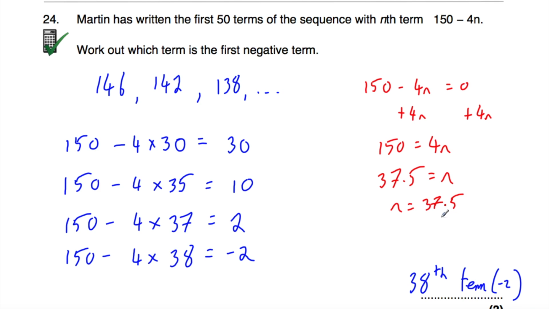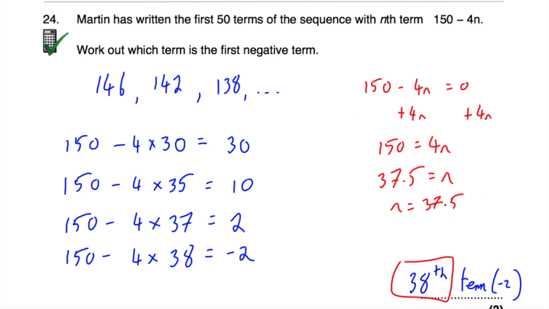So 0 is not in the sequence, it's in between the 37th term and the 38th term. That means the first negative term would be the next term in the sequence, because if 0 would be in between the 37th and 38th one, the 37th one must be positive and the 38th one must be negative. So that means it would be the 38th term, and that's it.